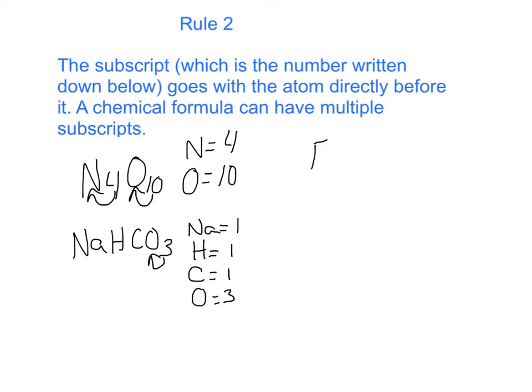So one more. So if you have iron oxide, the 2 does not go with the oxygen, the 2 goes with the iron, and the 3 goes with the oxygen. So make a list, Fe, O, 2 Fe's or ions and 3 oxygens.